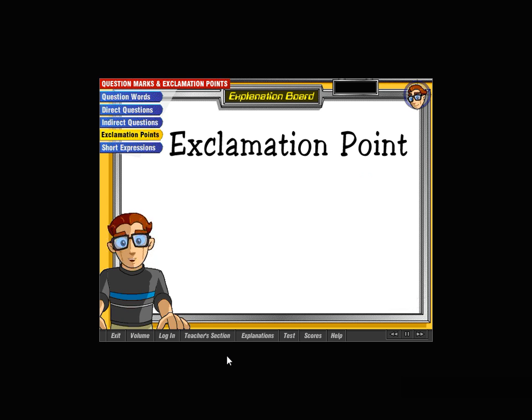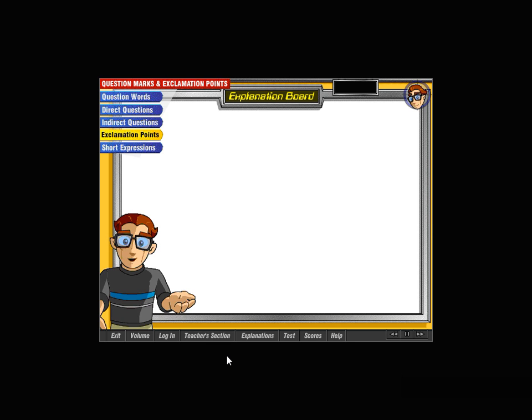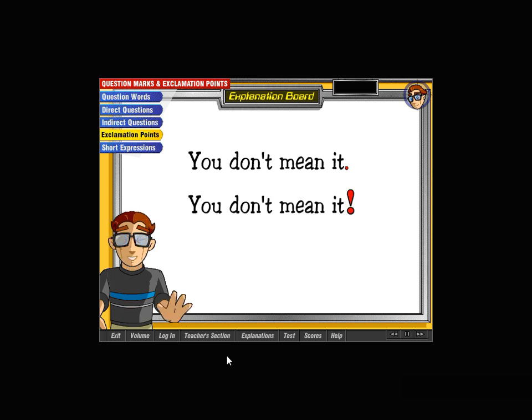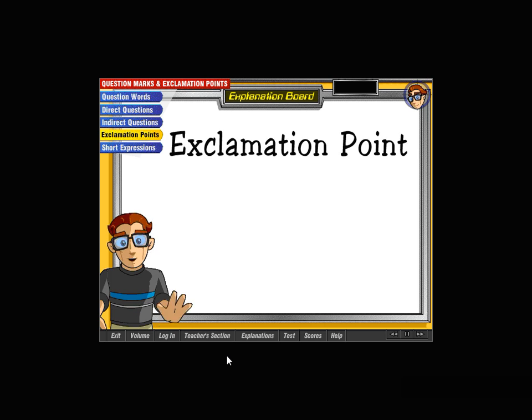An exclamation point affects the way you say something. For example, the statement, "You don't mean it," becomes, "You don't mean it!" once you put an exclamation point at the end. On the whole, you should use exclamation points sparingly. In fact, it is best to use them as little as possible, and then when you do use them, they really count.